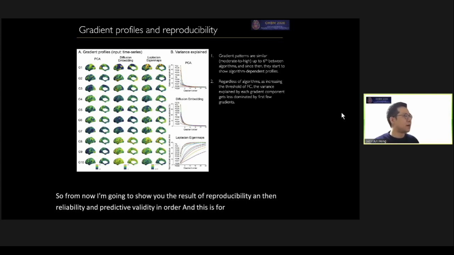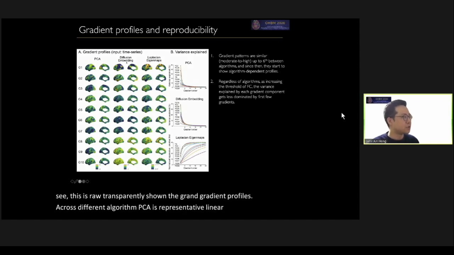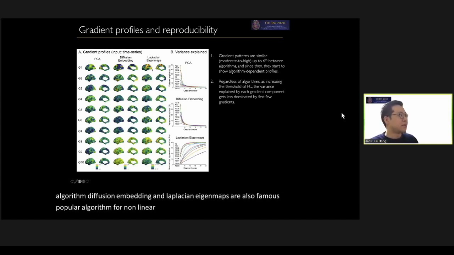As you see, this transparently shows the gradient profile across different algorithms. PCA is a representative linear dimensional reduction algorithm. Diffusion embedding and Laplacian eigenmaps are also popular nonlinear dimensional reduction algorithms. Although you have to take into account the flip of sign, the gradient patterns are similar up to the 6th gradient, and then from the 6th they start to show algorithm-specific patterns.